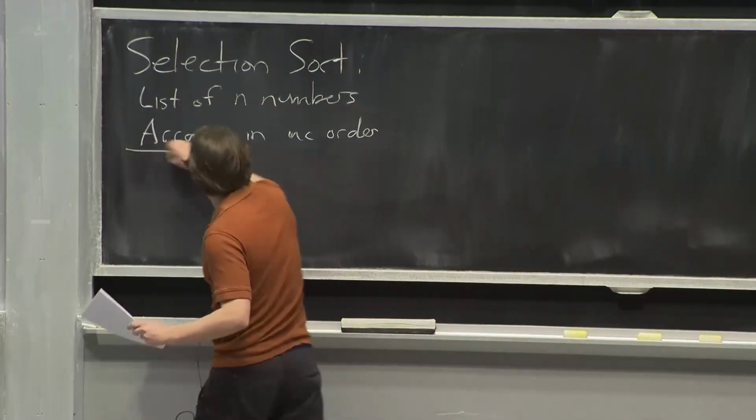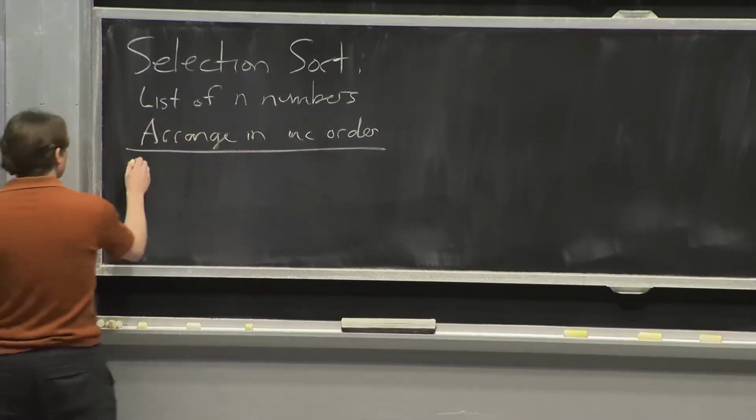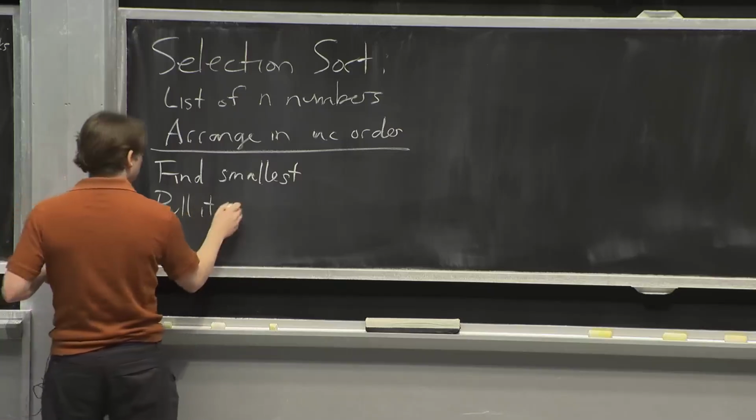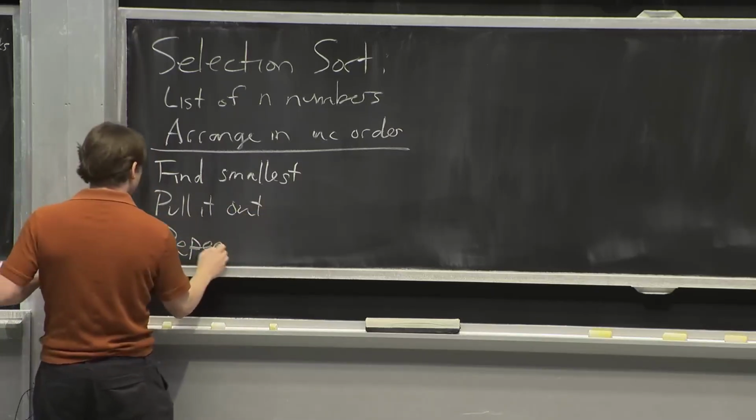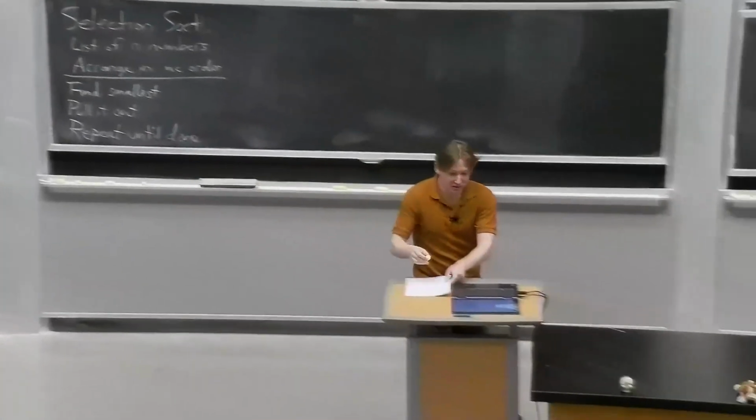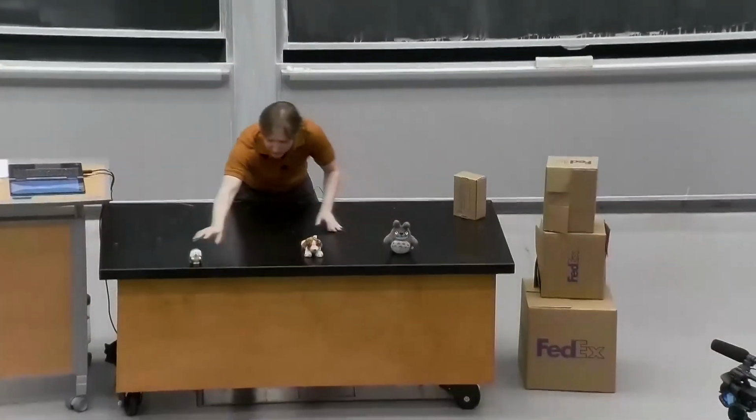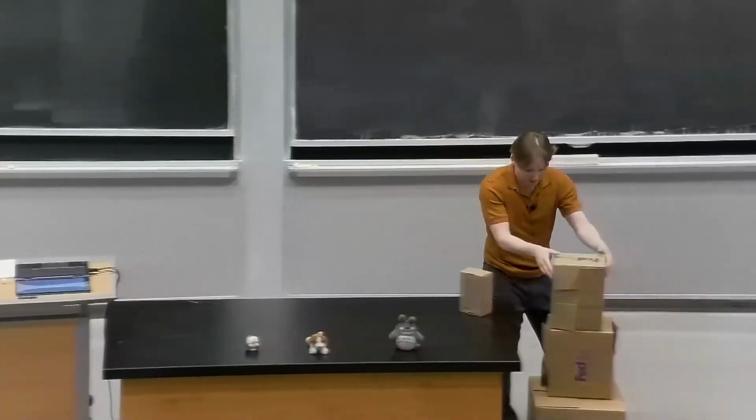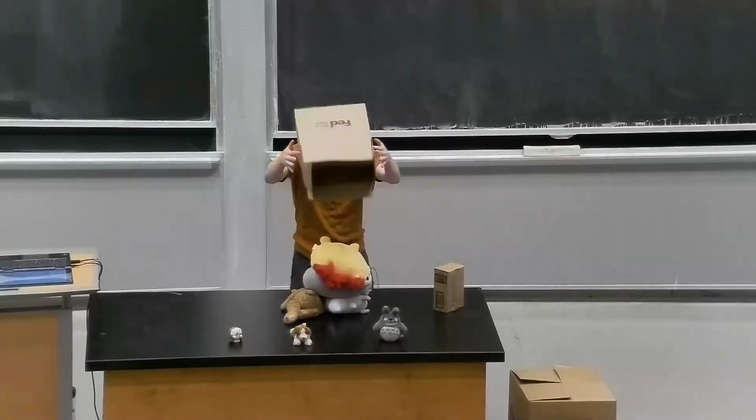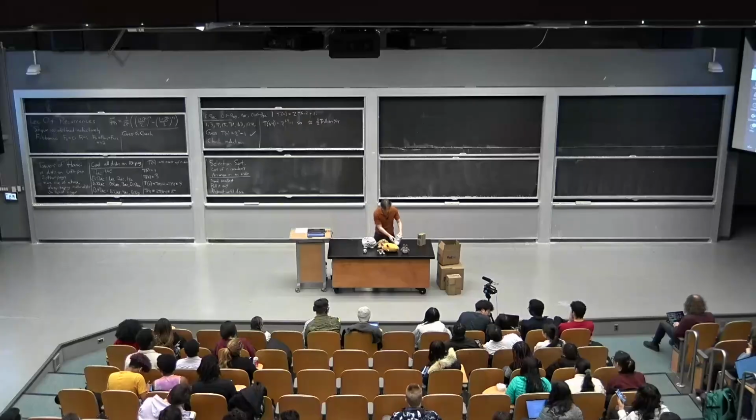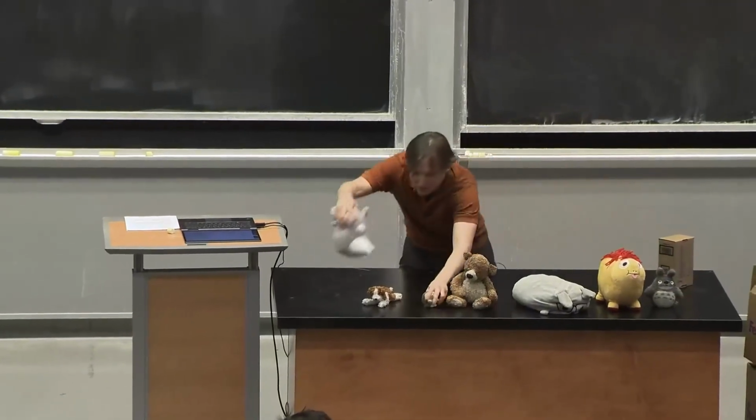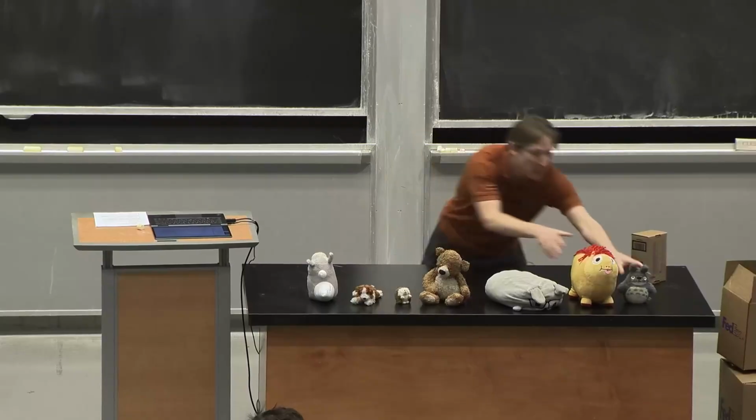And the idea for selection sort is a very simple one. Find the smallest, pull it out, repeat until done. So let's see this in action. And I have some helpers today. I'm going to need a few more volunteers. Thankfully, I brought some. Nice. All right. So we have a bunch of helper friends, and we need to somehow put them in sorted order. We're going by height here.